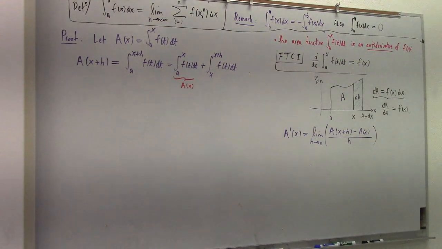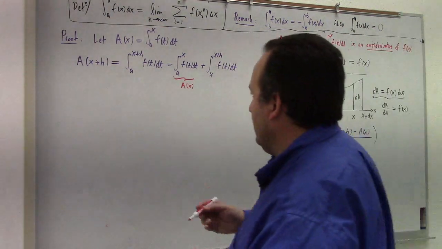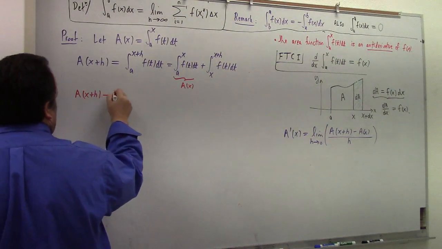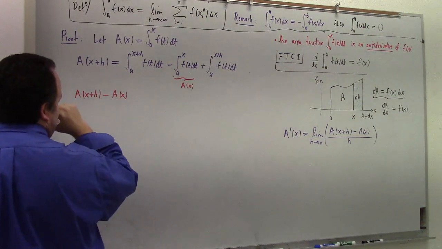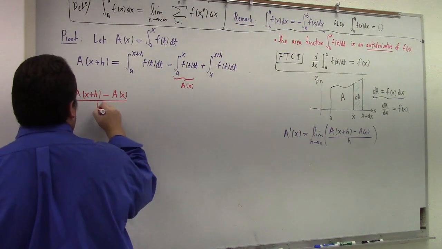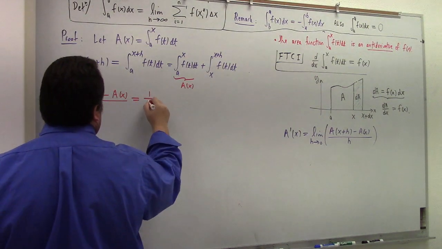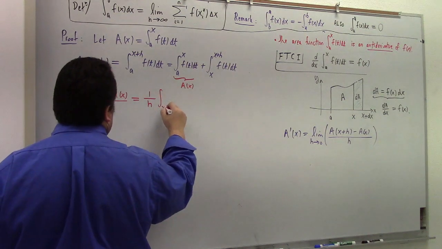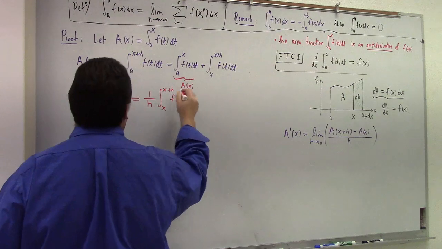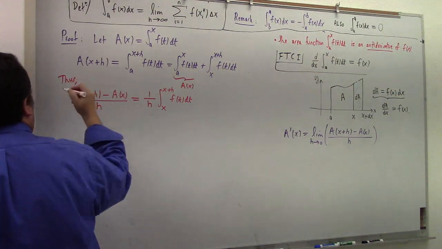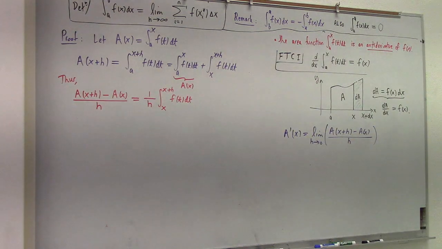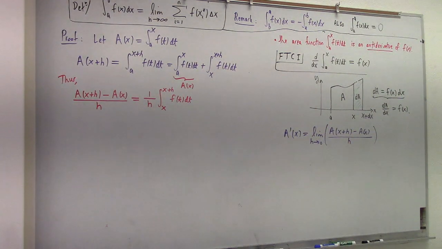So solve this for the difference quotient. A of x plus h minus A of x, divided by h, is going to be equal to 1 over h times the integral from x to x plus h of f of t dt. And that's what we want to take the limit of as h goes to 0.